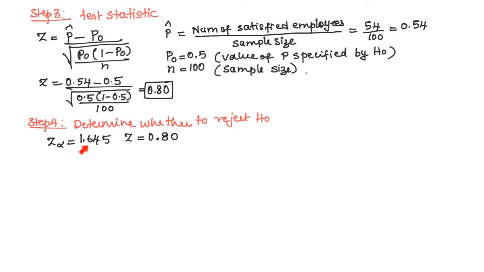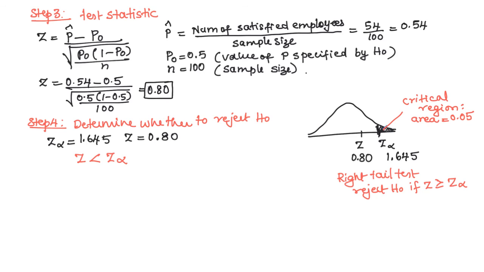Step 4, determine whether to reject the null hypothesis. Z alpha is 1.645 and z is 0.8. So z alpha is greater than z. In a right tail test, we reject the null hypothesis if z is greater than or equal to z alpha. But in our case, z is actually less than z alpha. So we do not reject the null hypothesis.